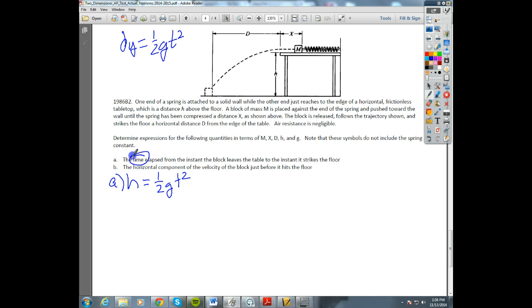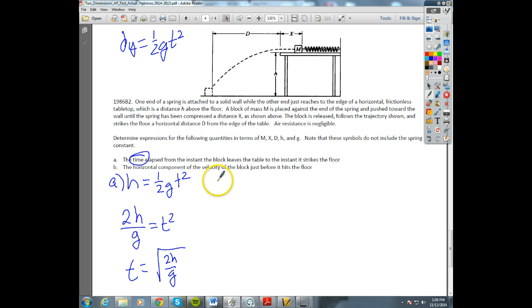But they want us to solve for time, so we actually have to do some algebra to do that. We're going to multiply both sides by 2, and divide both sides by g, so 2h all over g is equal to t squared. At this point, our t is equal to the square root of 2h over g. You want to make sure it's very clear that everything is under the radical. Otherwise, they won't give you full points.